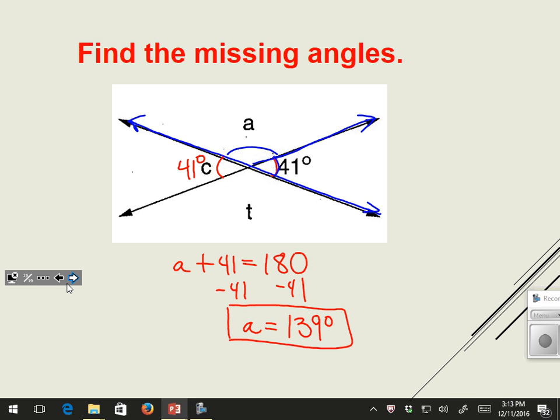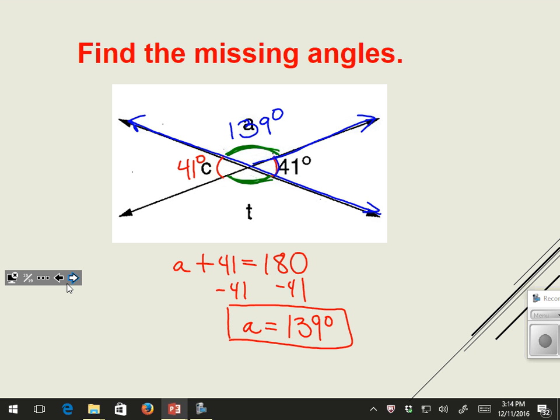So angle A is 139 degrees. How much is the angle measure of angle T? Well, look at it closely again. What's the relationship between angle A and angle T?